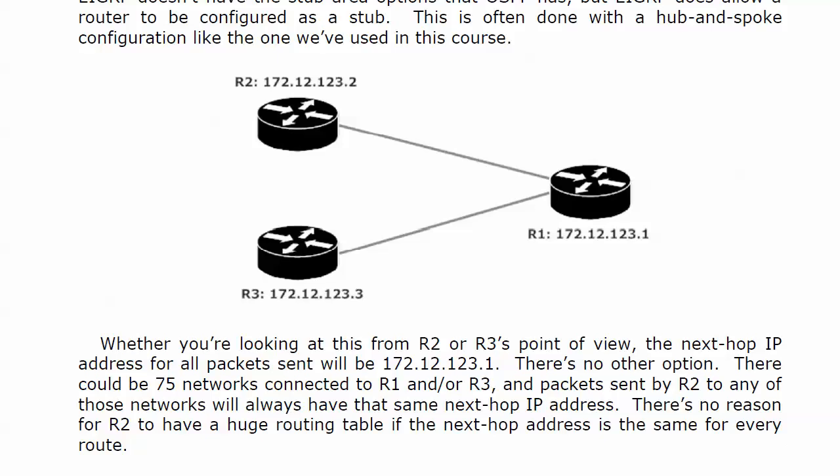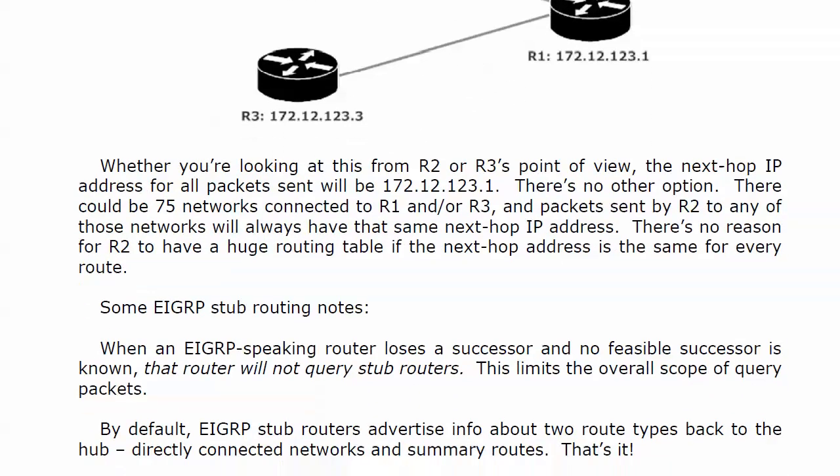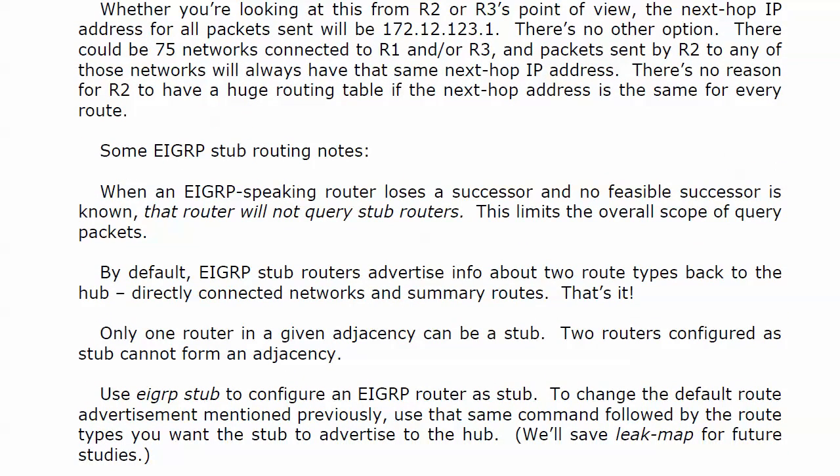We saw that in the previous video before we did the route summarization. Router 2 had a route to every one of router 1's loopbacks, but again, the table was already 7 routes big, but what was the next hop IP address? 172.12.123.1 for every single one of them. So stub routing helps us bring that table size down, and it also brings us some other advantages. The first one is the one that I really love. When an EIGRP speaking router loses a successor and no feasible successor is known, we know what happens then. The DUAL query process goes into action.